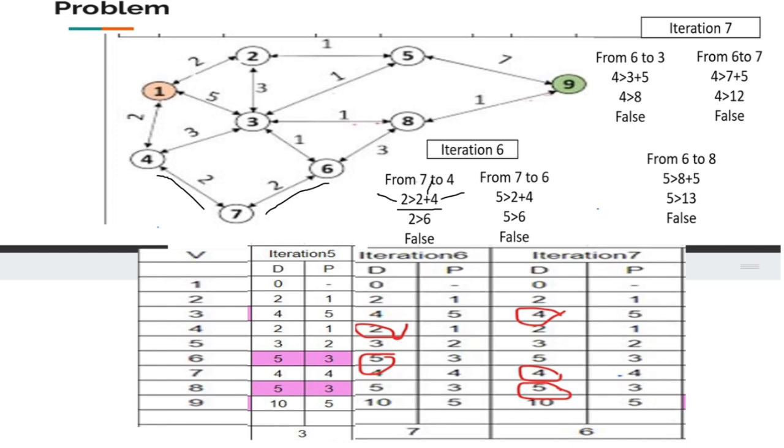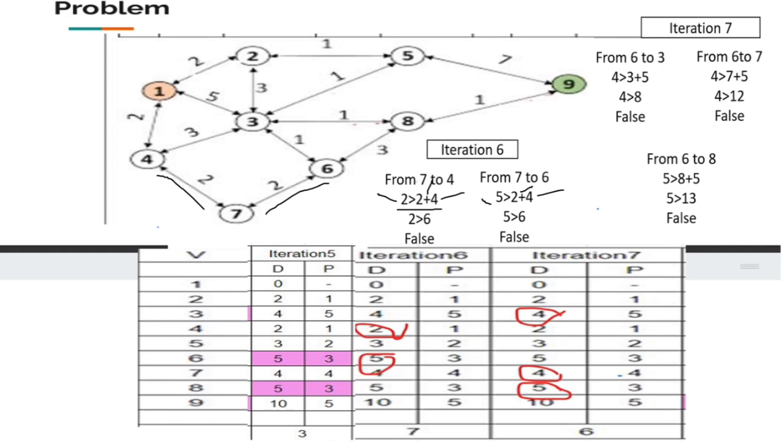Then from 7 to 6, the distance is 2, the value of 7 from the table is 4, and the value of 6 from the table is 5. Here also 5 is not greater than 6, so the condition becomes false. So there are no changes in iteration 6, and we can move to iteration 7.